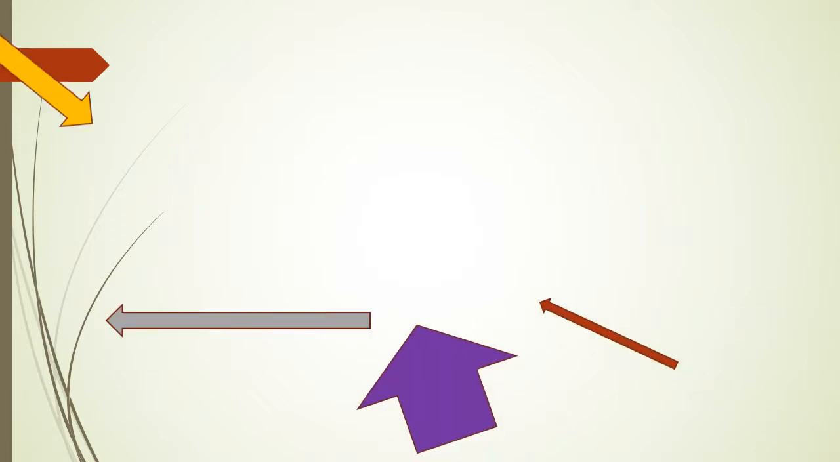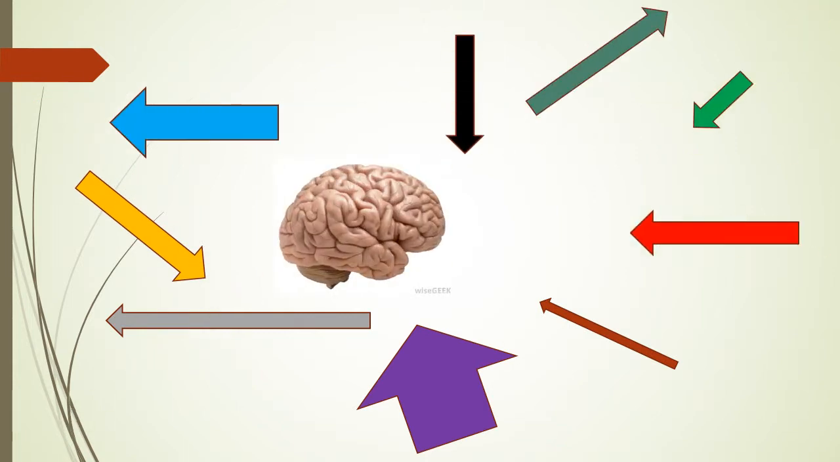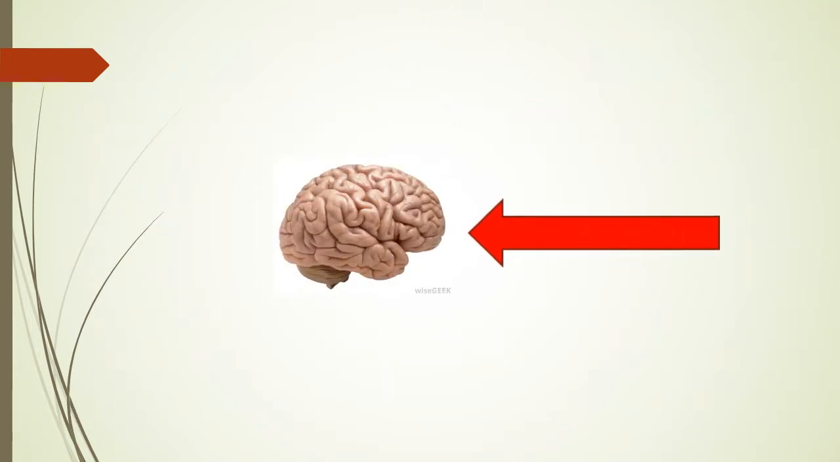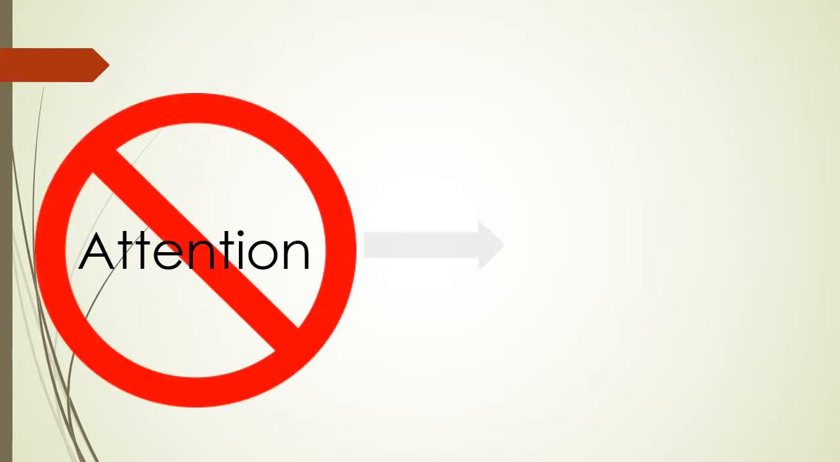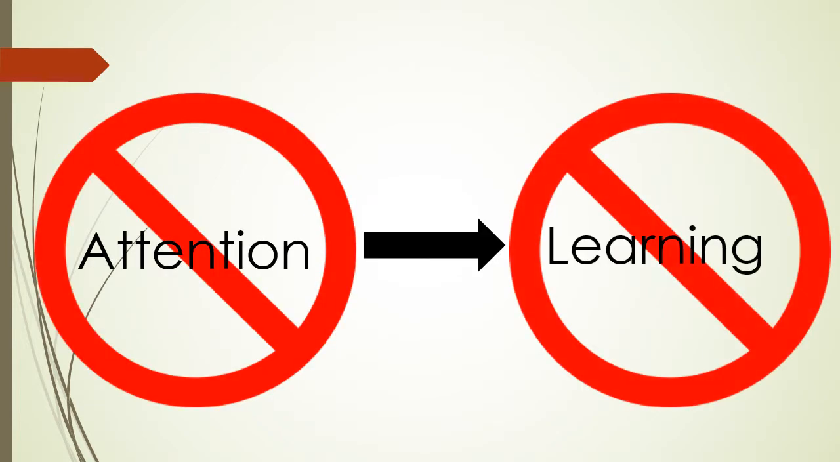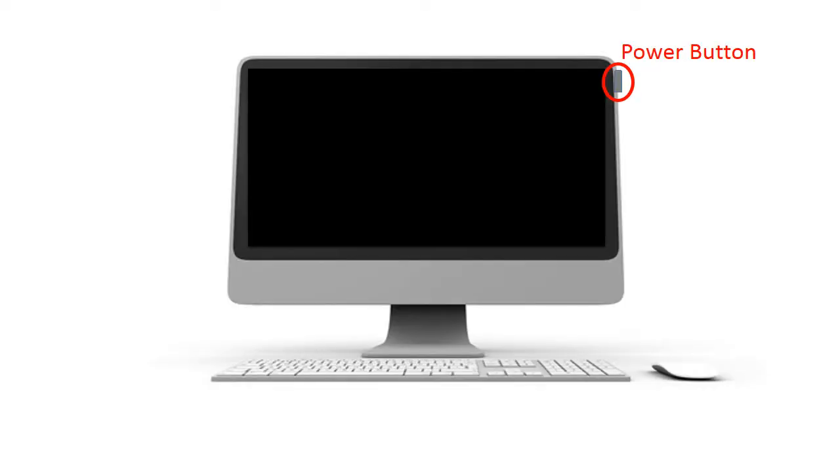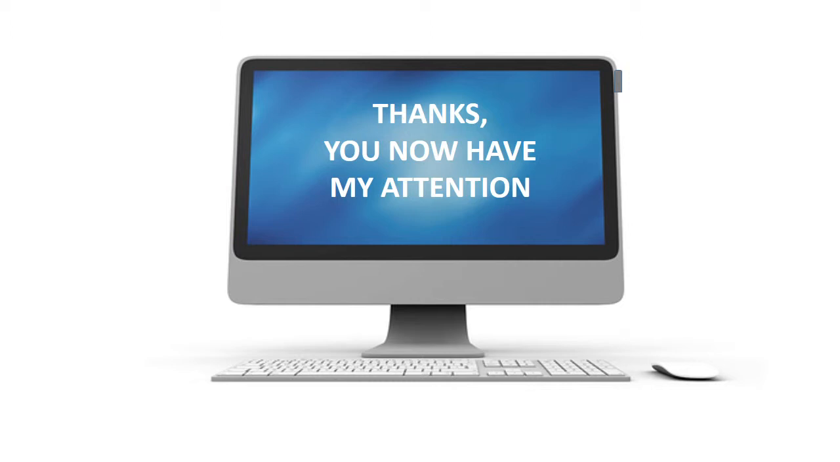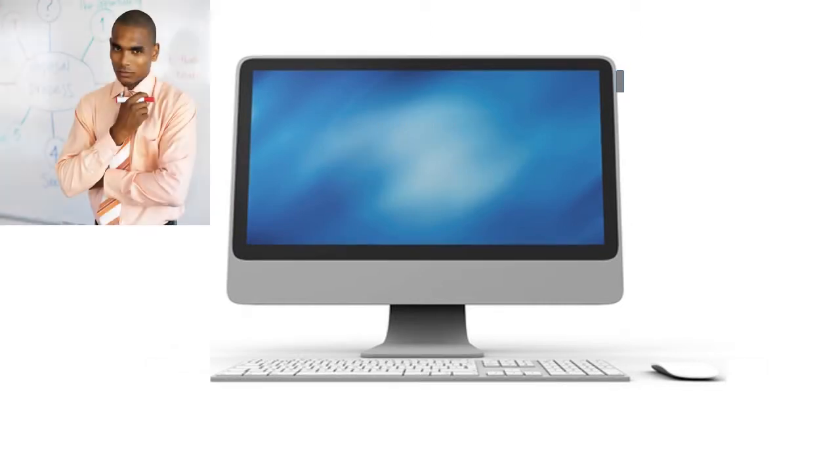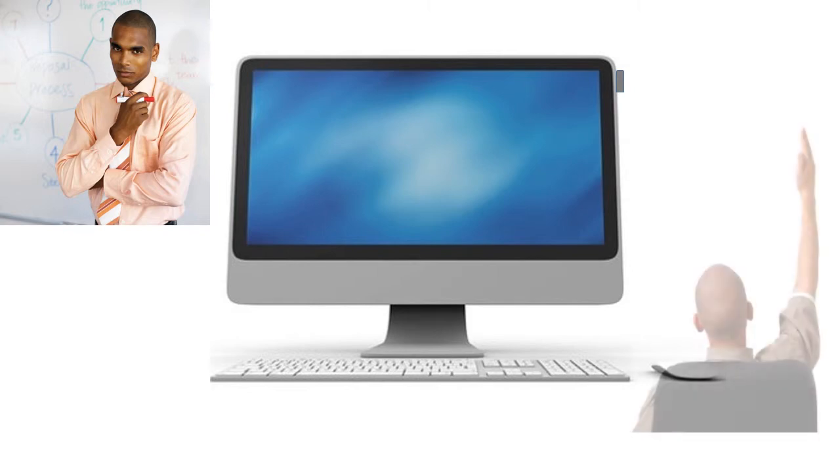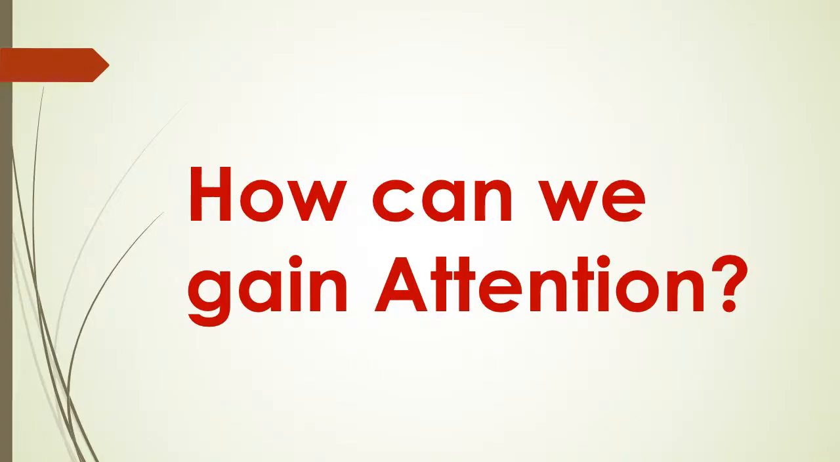Because there is so much input available for our senses, we select what to take in by attending to it. That's the first step in the learning process, and without it, learning can't occur. Think of gaining attention like the power button on your tablet, phone, or computer. Unless you first turn it on, it's not going to receive any input. So, if I want to teach you something, I need to make sure that I gain and hold your attention.